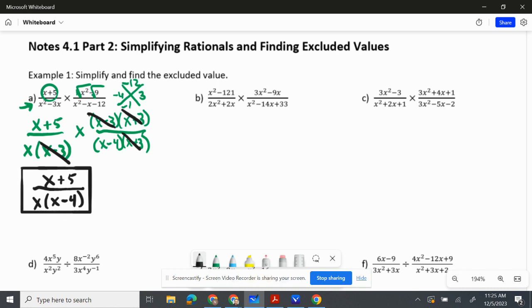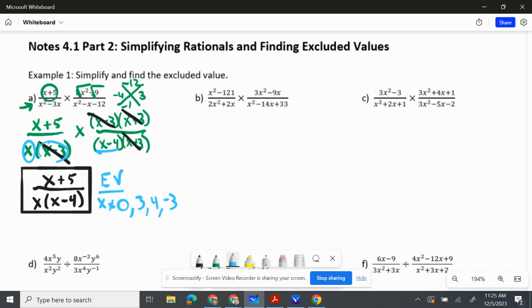Now, for the excluded values, it's what gives us 0 in the denominator. So for our first one, it would be 0. Our second one would be positive 3. Then what we have is 4 and negative 3.